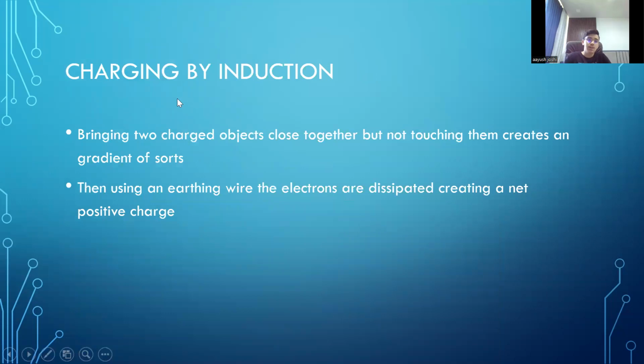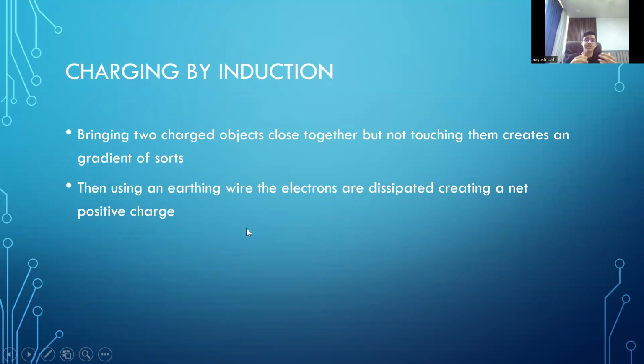Charging by induction. Bringing two charged objects close together but not touching them creates a gradient of sorts. There's a charge gradient created because if you bring a positively charged sphere next to a negatively or a neutral charged sphere, the negative charges from the neutral sphere go towards the side in which the positive charge is brought together, and the positive charge is repelled. So you have a gradient. There's a negative on this side and positive on this side. And then you use an earthing wire so that the electrons are dissipated, creating a net positive charge.